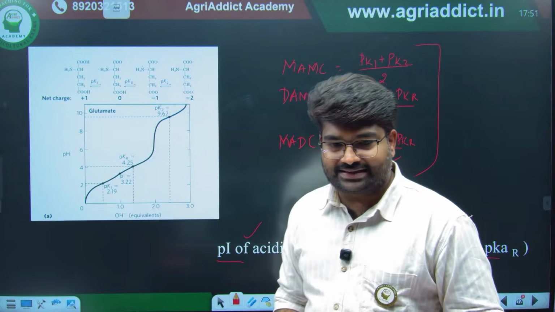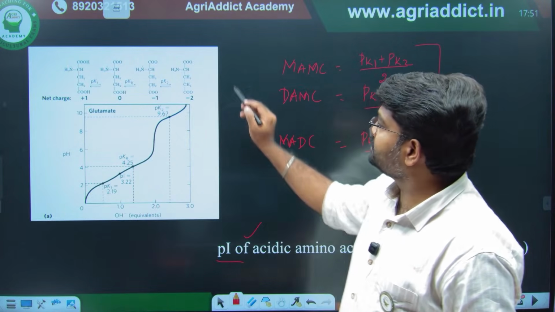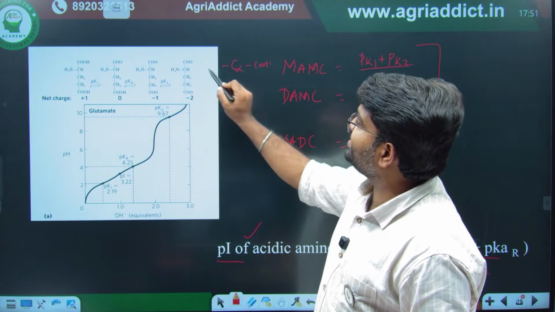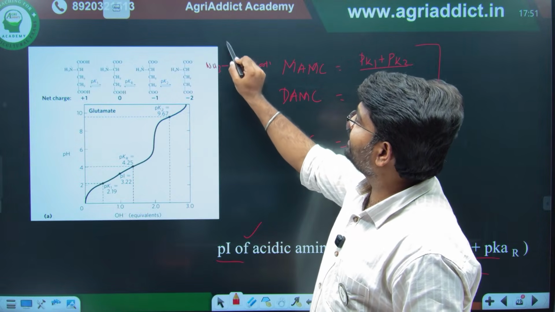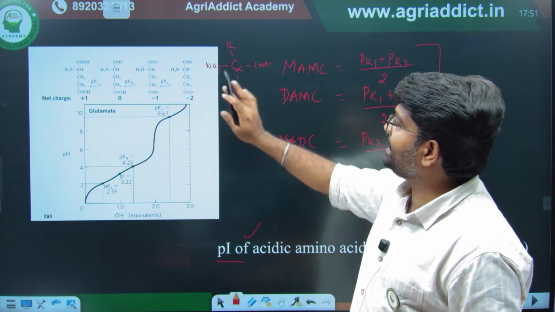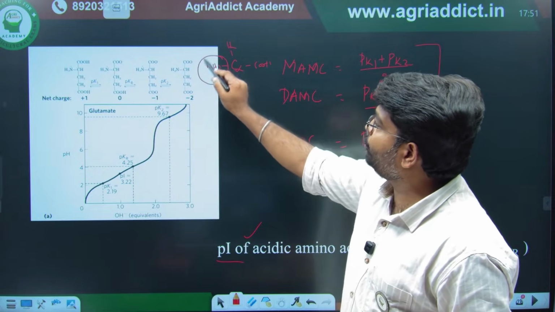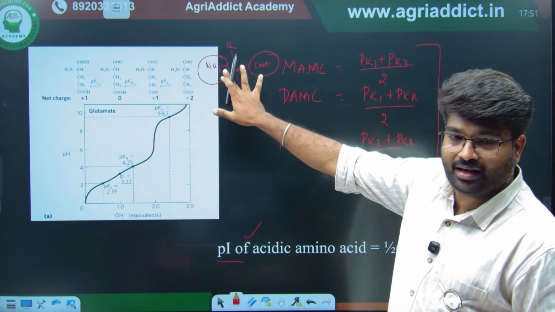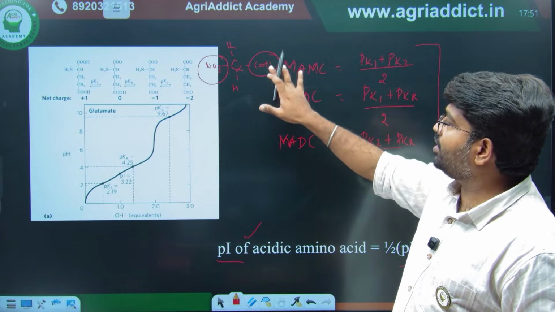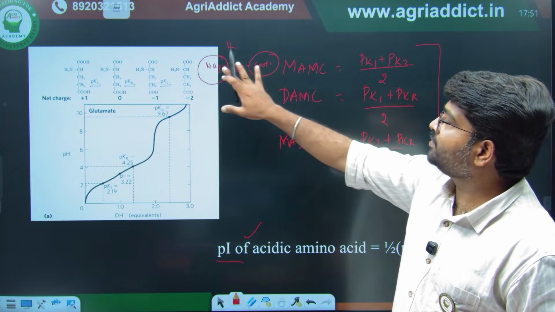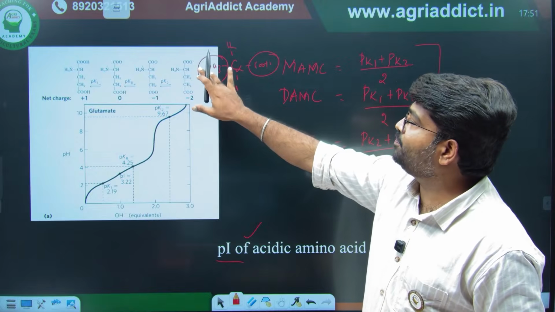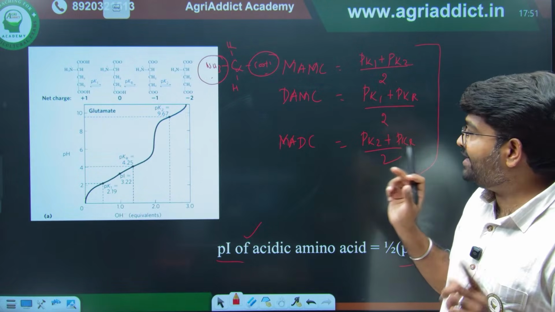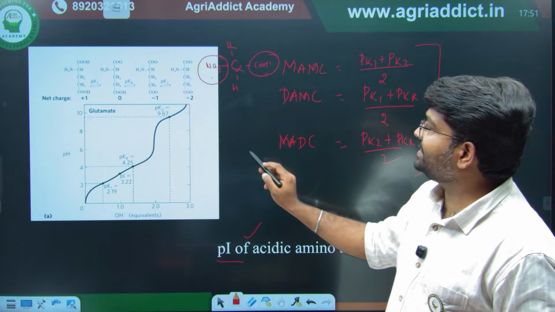For example, if you see glycine, that will have the C alpha carbon, the carboxy group will be there, the amino group will be there, H and H will be there. Here only one amino group and only one carboxy group is there. So this is an example of monoamino monocarboxylic acid. So we just have to calculate the pKa for this and this divided by 2. Clear?